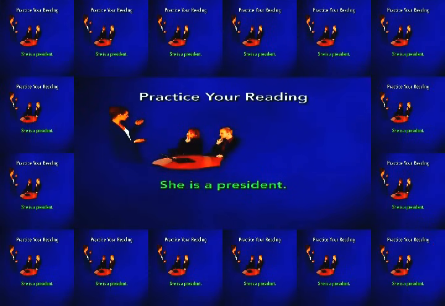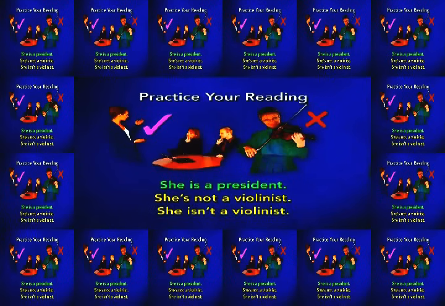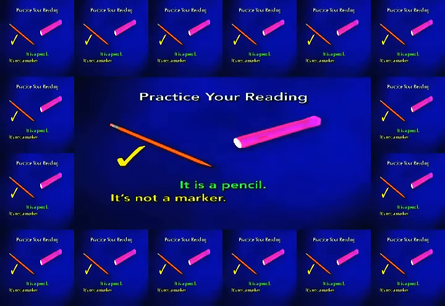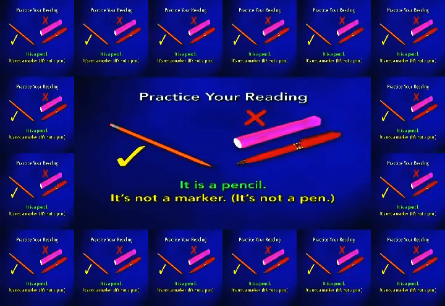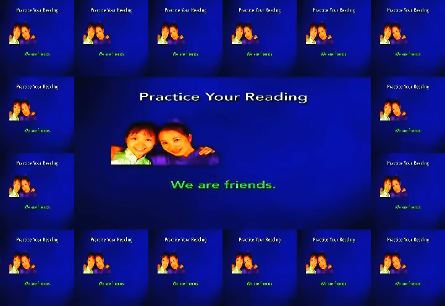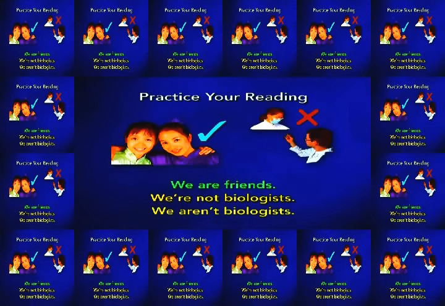She is a president. She's not a violinist. She isn't a violinist. It is a pencil. It's not a marker. It's not a pen. It isn't a marker. And we are friends. We're not biologists. We aren't biologists. That's good.